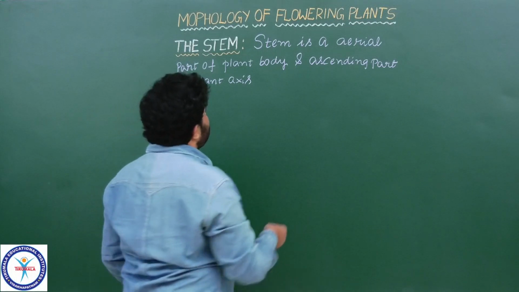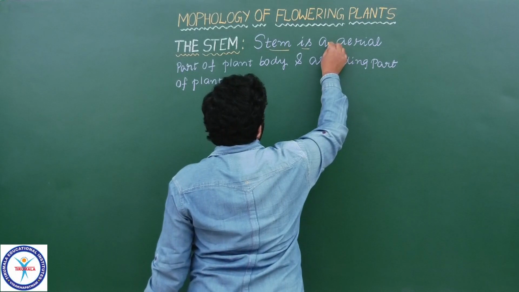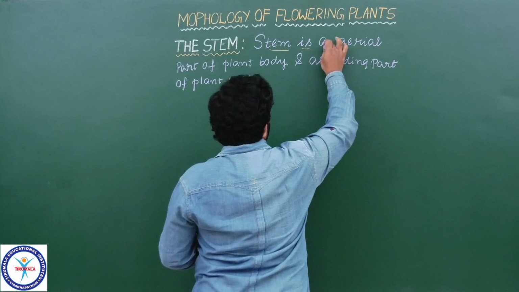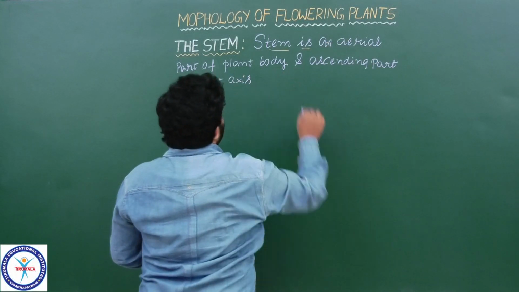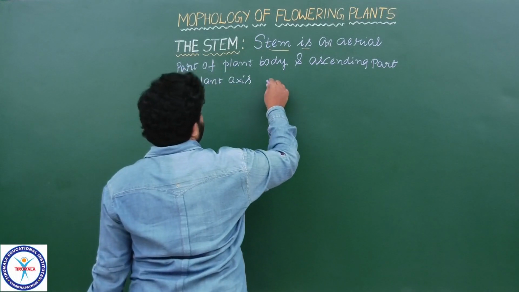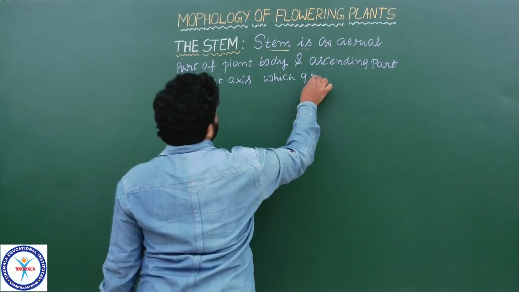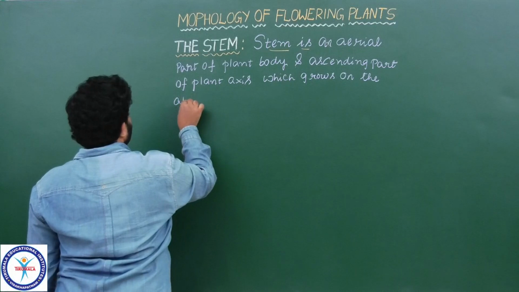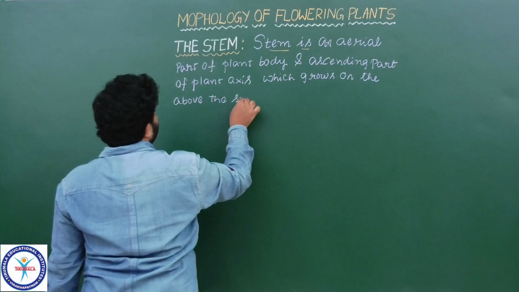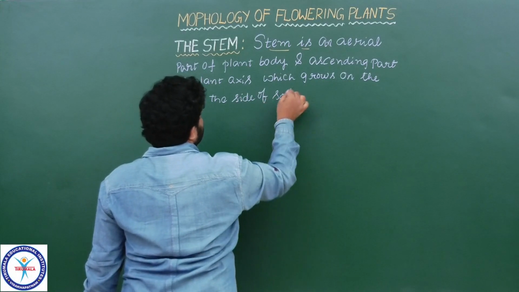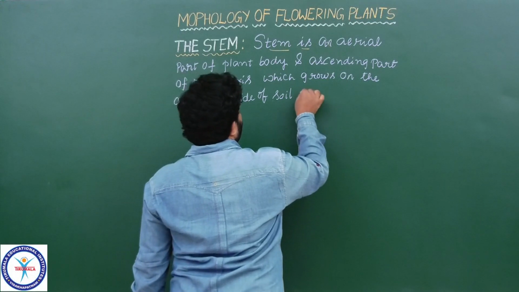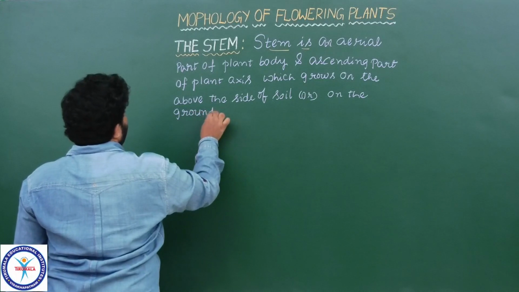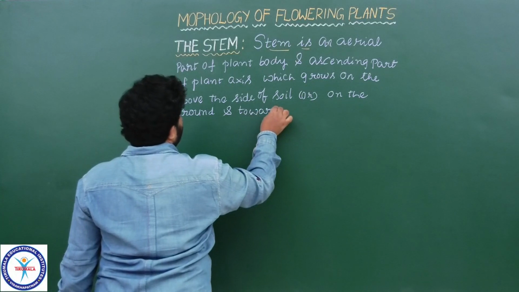Now you got the point, students? Stem is an aerial part of the plant body and ascending part of the plant axis, which grows on the above side of the soil, or on the ground, and towards light.